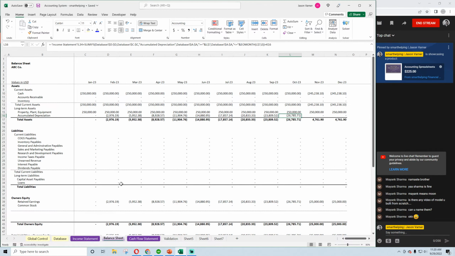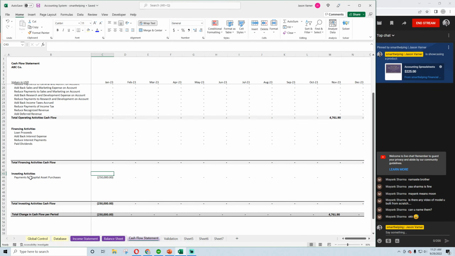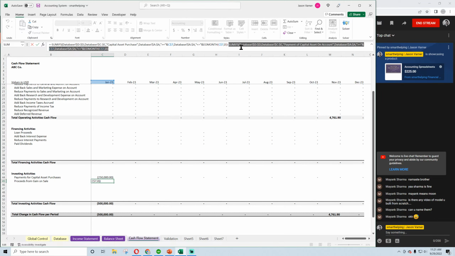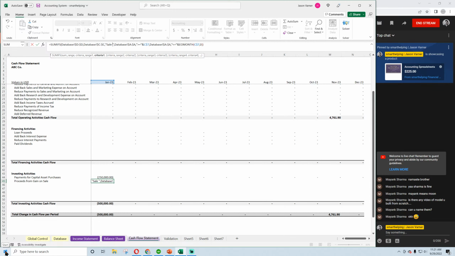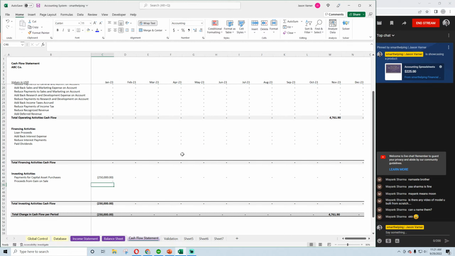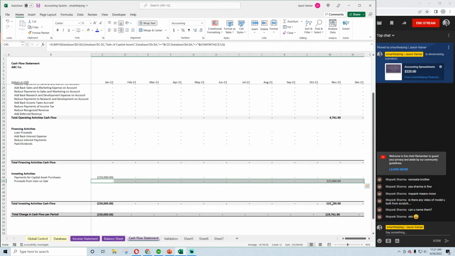Let's see what else we have. So balance sheet here. Oh, we also have to put, so this would be on investing activities as well. We need to put the proceeds from gain on sale here. And let's just sum anything up that says sale of capital assets. And you'll see how this balances out with the gain and the cumulative depreciation and all that. Let's put this here. Sale of capital assets. All right, so there's that amount.